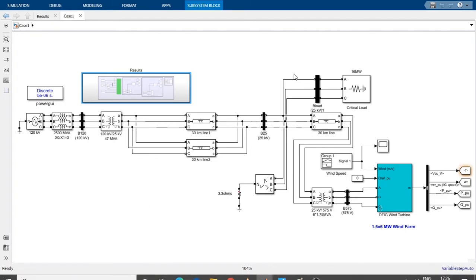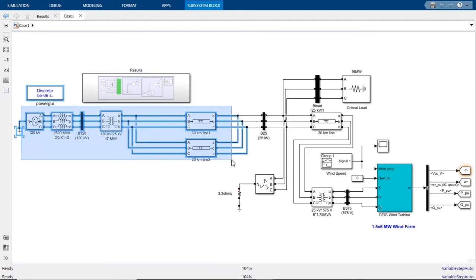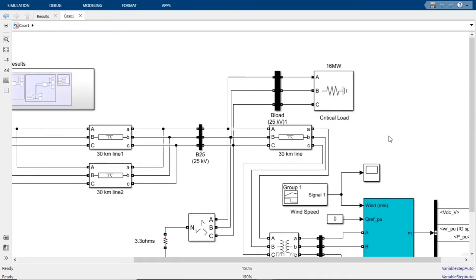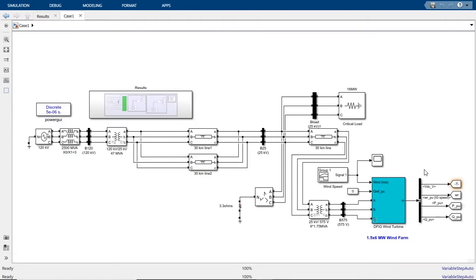For case 1, when there is no battery system, we have a single machine infinite bus system over here, and on this grid we have a load of 16 megawatt connected. Now there is one wind turbine which is producing around 1.5 into 6, that is 9 megawatt of power, at 575 volts. We are stepping up the voltage to the grid voltage, and finally connecting through a transmission line.